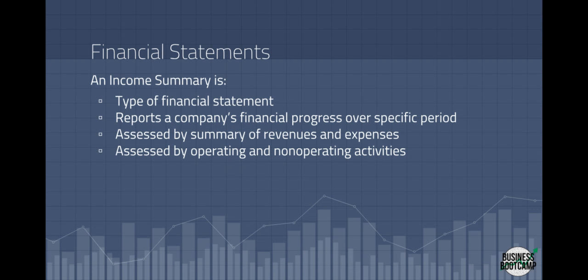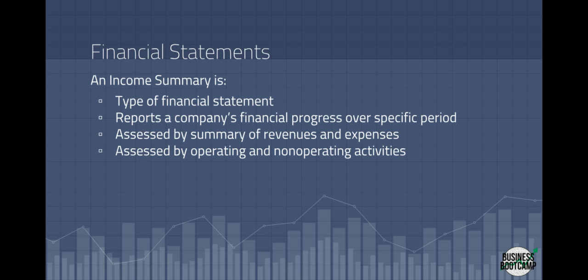So now we're going to talk about the different types of financial statements and go in depth on them. The first type of financial statement is something known as an income summary. An income summary is a statement that reports a company's financial performance over a specific accounting period. Financial performance is basically assessed by giving a summary of how a business incurs its revenues compared to expenses through both operating and non-operating activities.